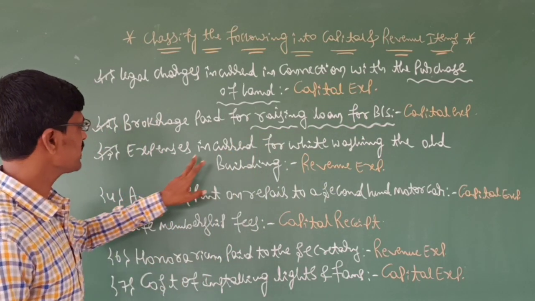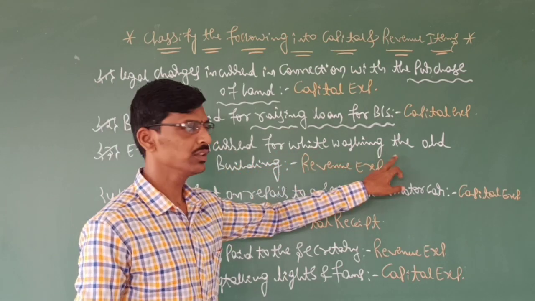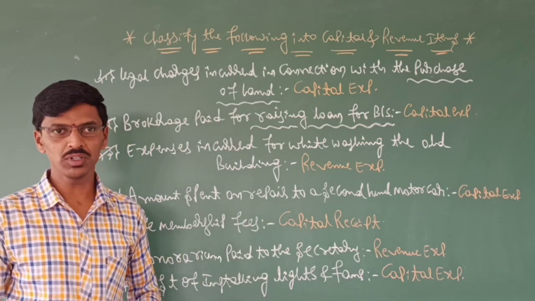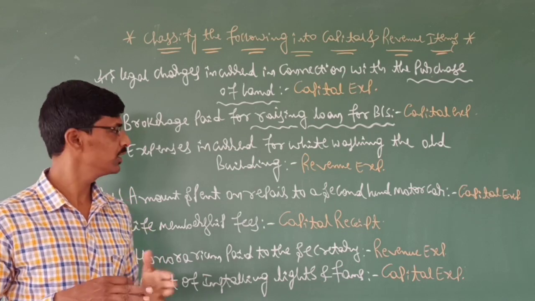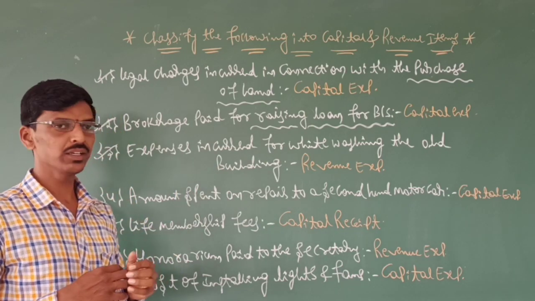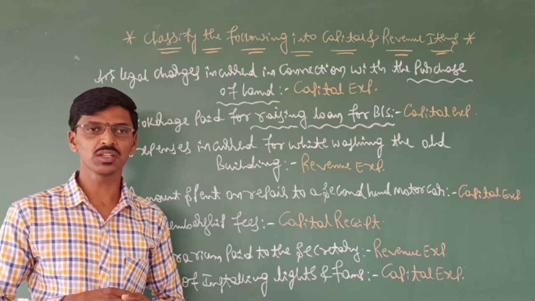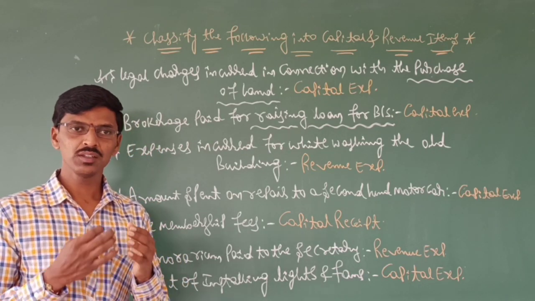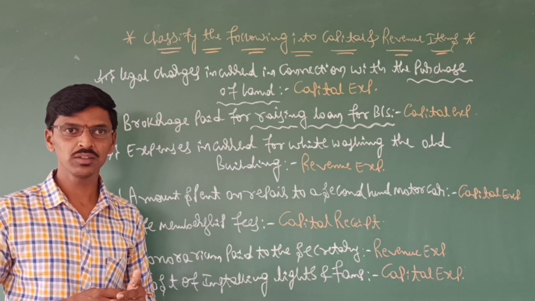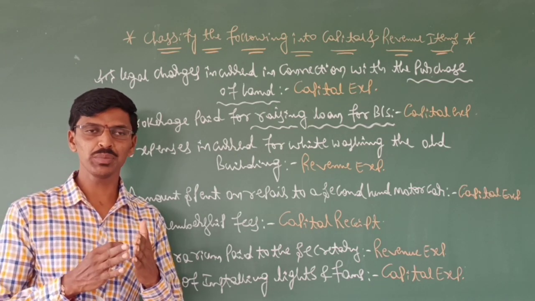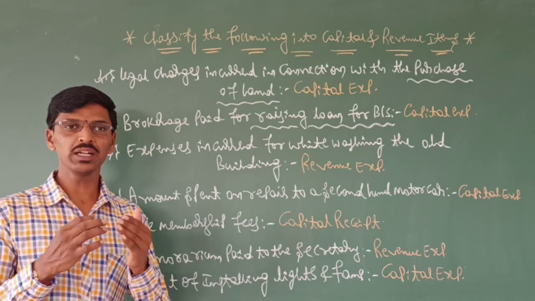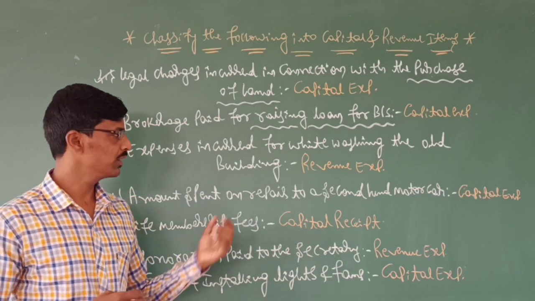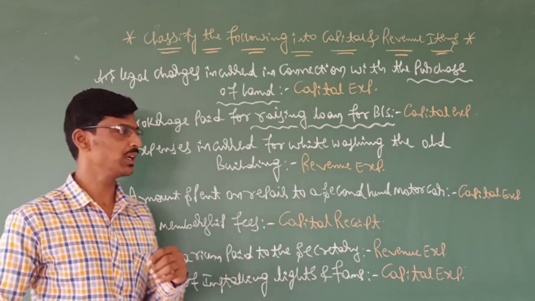Third, expenses incurred for whitewashing the old building. Here you spent an amount for whitewashing the old building. That comes in revenue expenditure because it's giving benefit for less than 1 year. We are spending a certain amount for maintenance of a campus or a building and to maintain the cleanliness of the premises of the enterprise. That is why it comes in revenue expenditure.